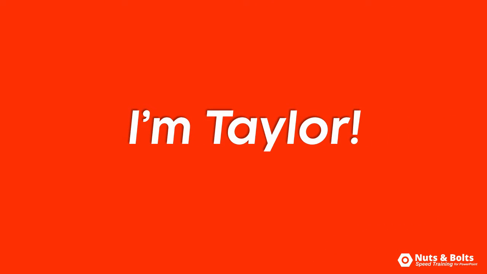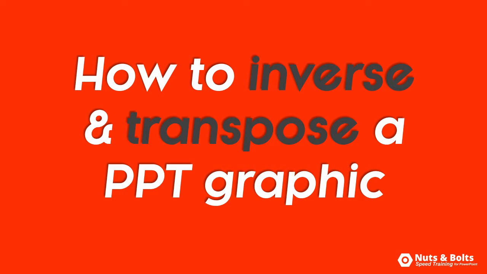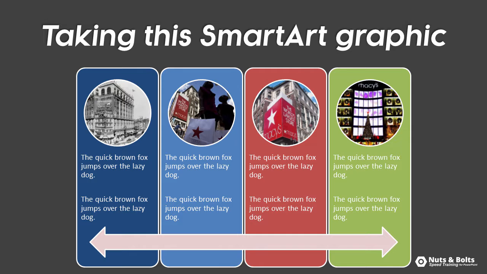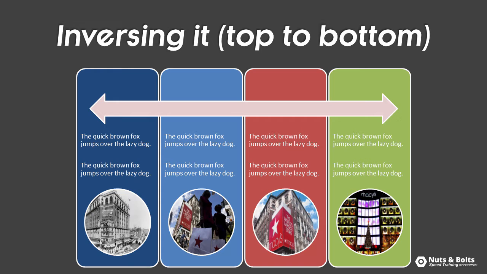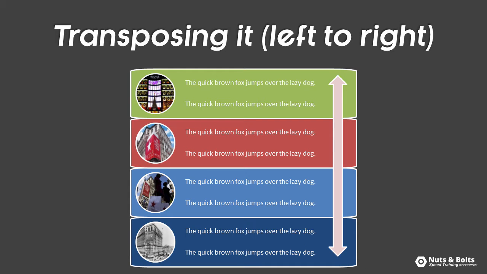This is Taylor from Nuts and Bolts Speed Training with how to inverse and transpose a PowerPoint graphic. So for example, taking the continuous pictureless SmartArt graphic and either inversing it so that the pictures are at the bottom, the text is at the top, but everything is still right side up, or transposing it so that the pictures are on the left side of the slide and the text is moving across the right.